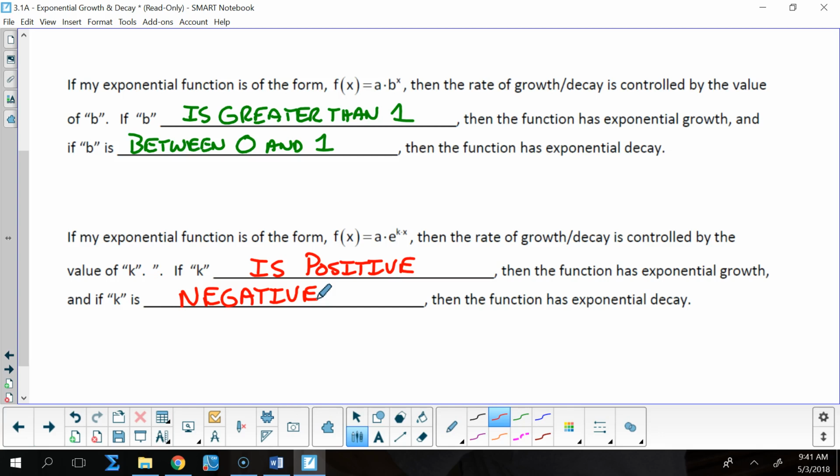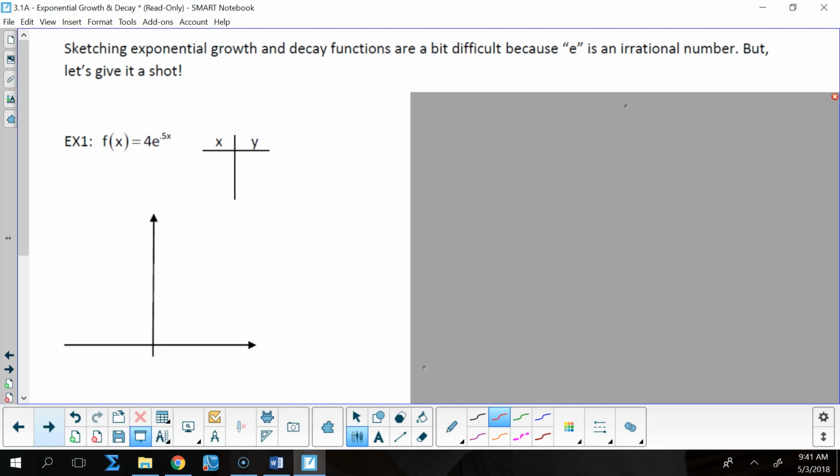Now, what I would like to do is some exponential graphing with base e. It's going to be a little tricky because e is irrational, meaning it's 2.71828 until infinity, because it never repeats. So, I think we can still do it.